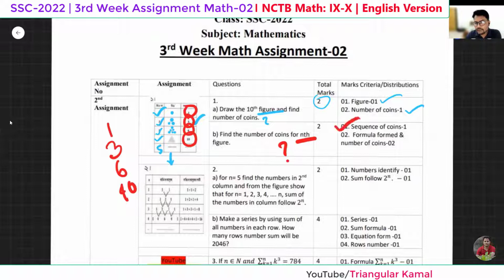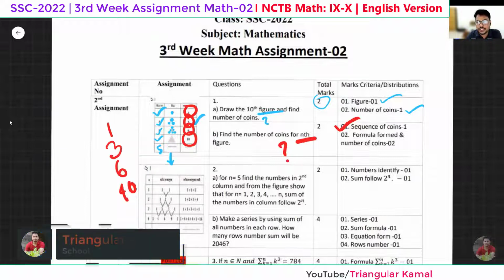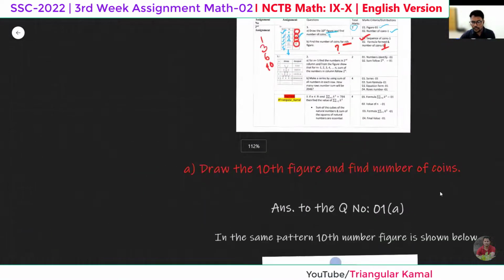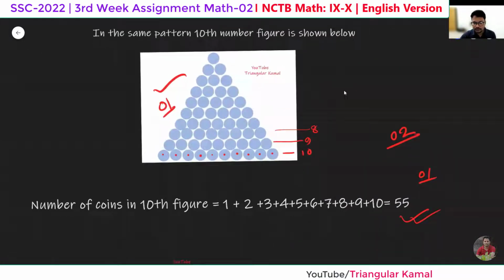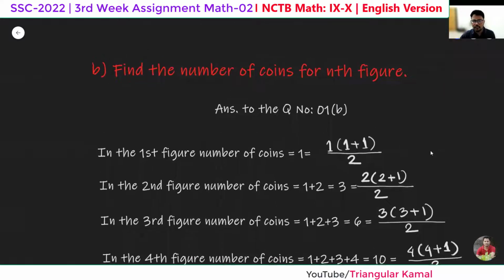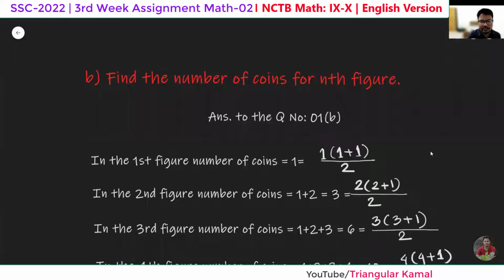If we make the sequence, we will get 1 mark. And if we can write the formula properly and identify the number of coins, you will get another 1 mark. So the total is 2 marks. Okay, let's see. Question number 1B. This is question number 1B. In the first figure, the number of coins is 1. So definitely, we have arranged it in a formula format.